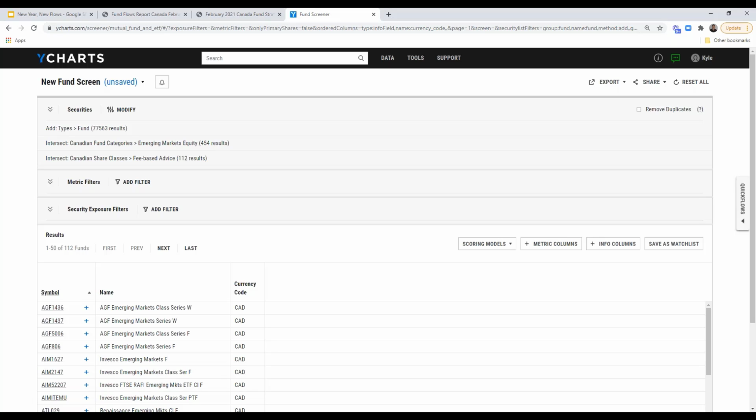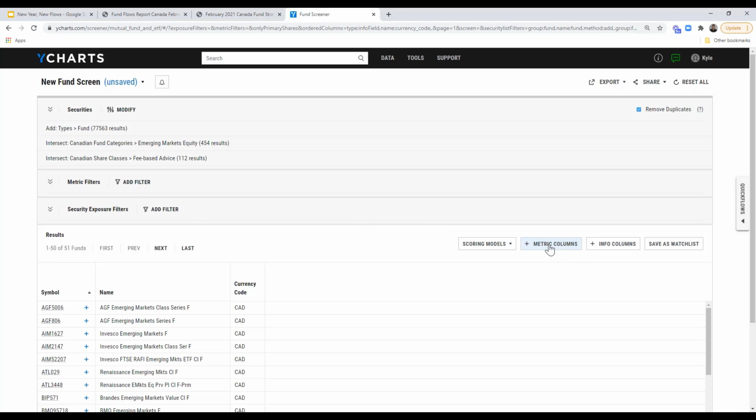Perfect. I could even take it one step further to clean this list up, because we do see we're getting a couple different F shares. I can check this remove duplicates checkbox in the upper right-hand corner, and that removes all the smaller share classes, leaving me with the share class that has the largest AUM. Now we're down to 51 funds in the EM space. Now I can start pulling in that fund flow data in order to analyze this group.